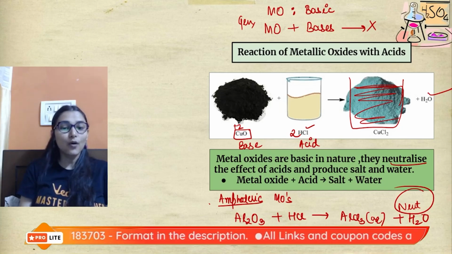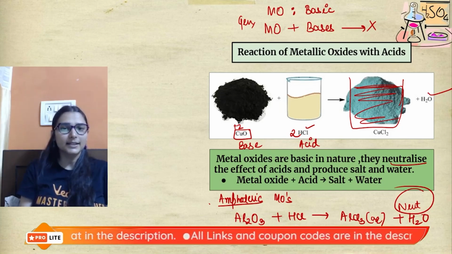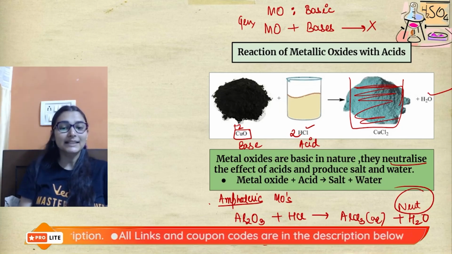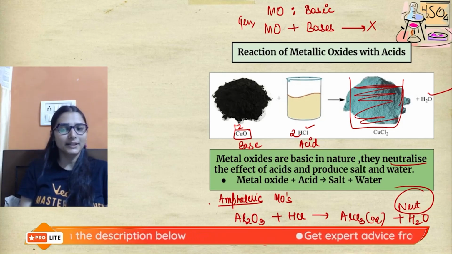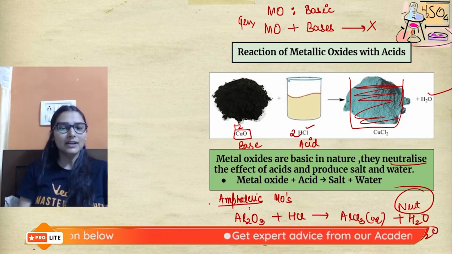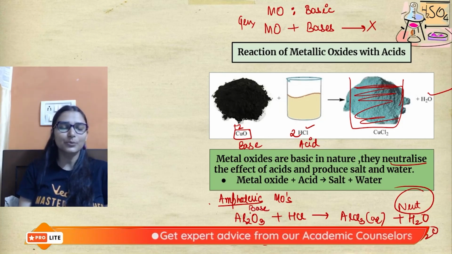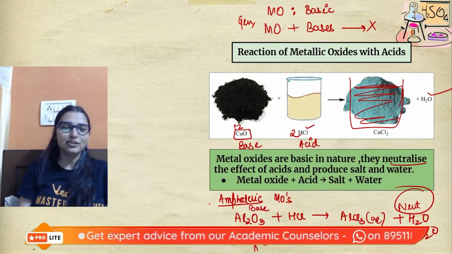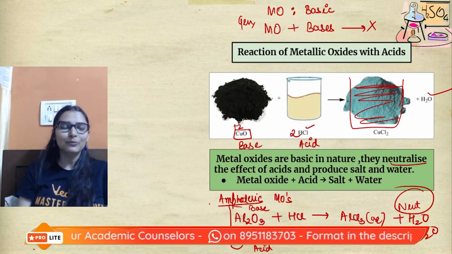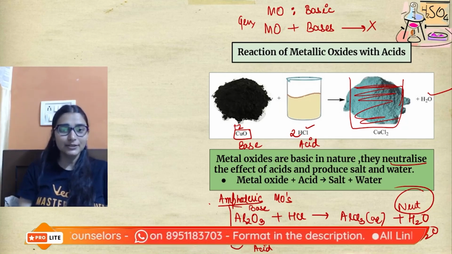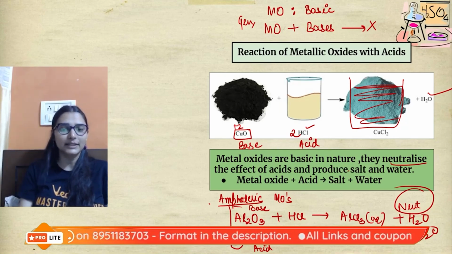Similarly, it can also react with the base. So metal oxide ने base के साथ भी react किया. You would be getting sodium aluminate and water again. So in one of the reactions, aluminium oxide behaves as a base. In another reaction, it behaves as an acid. तो ऐसे metal oxides होते हैं amphoteric. ठीक है, so they will react with both acids and bases.